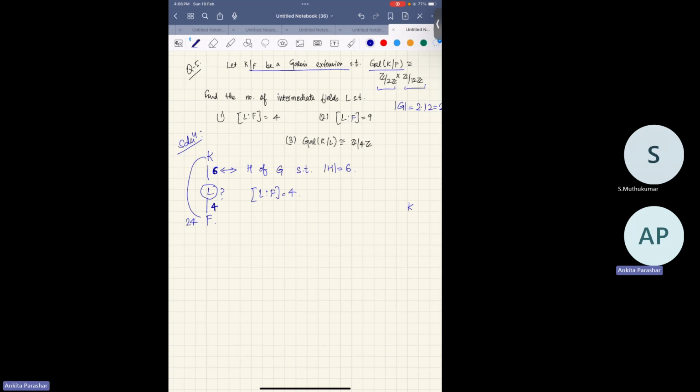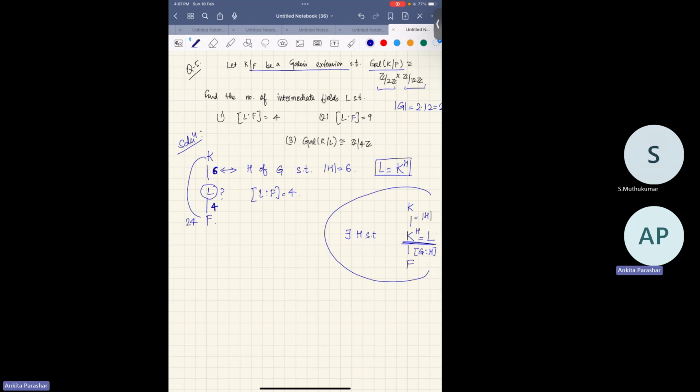So recall you have K over L over F. L is given by some K^H. There exists some H such that this happens. And this extension degree is the same as the order of H. The other extension degree is the same as the index of H in G. This is because of the fundamental theorem. So therefore, the order of the subgroup should be 6. That should correspond to L, and L is nothing but the fixed field of H.